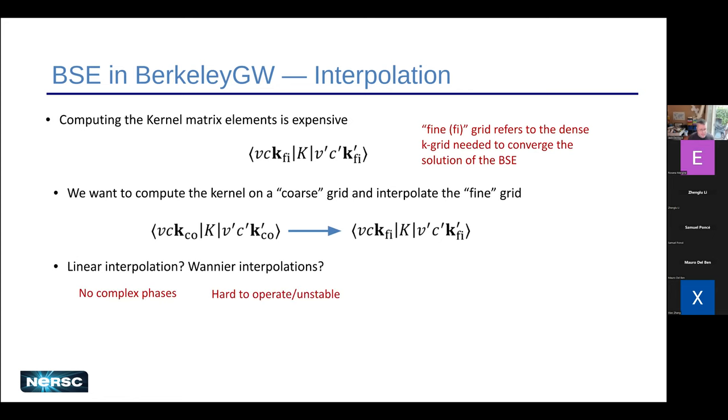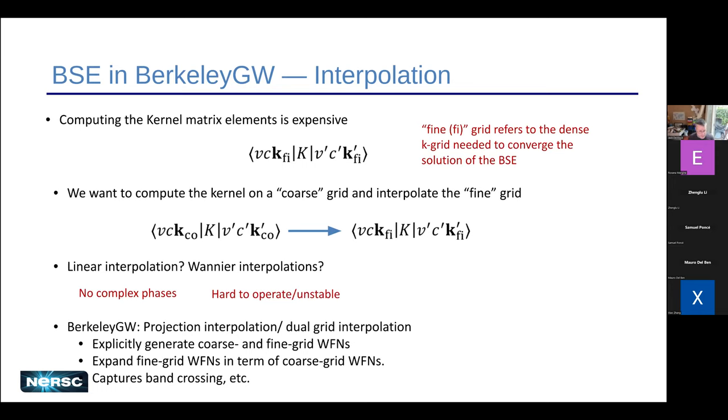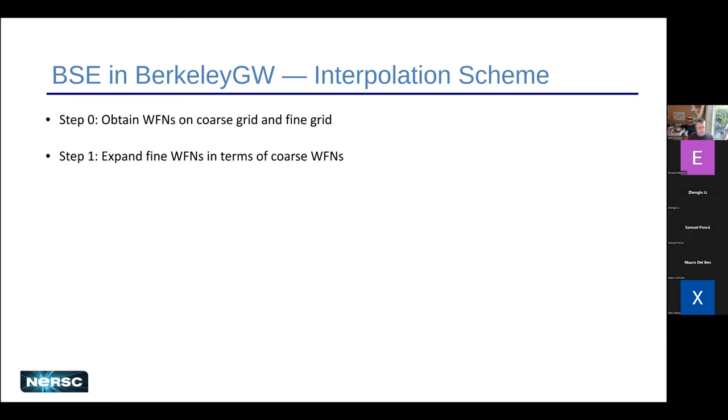There are a couple of choices for how we could do that. I'm just going to say that the way we end up doing it, for a number of reasons, is using an explicit construction of the wave function files on both the coarse and fine grids in order to do that interpolation. What we first do is ask the user to obtain the wave functions on both the coarse grid, which is typically the grid that you computed the GW step on, as well as the fine grid, which is the grid that we'd like to compute the Bethe-Salpeter solution on. Then we construct an expansion of the fine wave functions in terms of those coarse wave functions. The periodic part of the wave function on the fine grid can be expanded in terms of the periodic functions from the coarse grid.